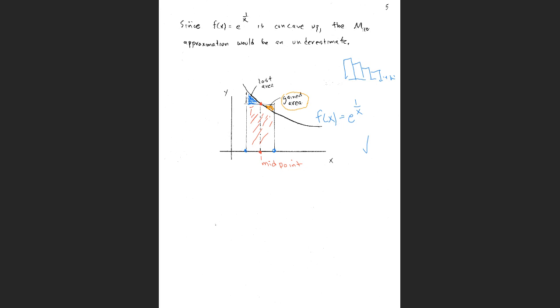With the midpoint rule approximation, for every rectangle we lose some area that we want, and we gain some area that we don't want. If we look at the difference, the lost area minus the gained area, is it less than 0? Is it negative, or is it positive?